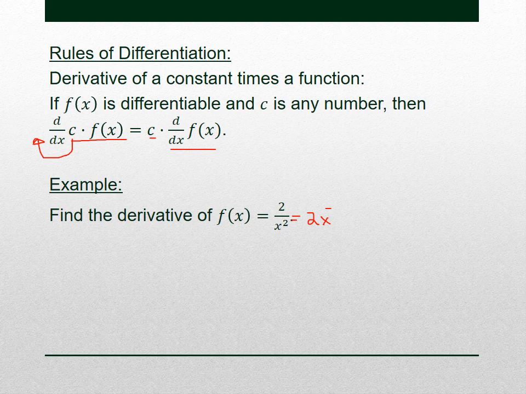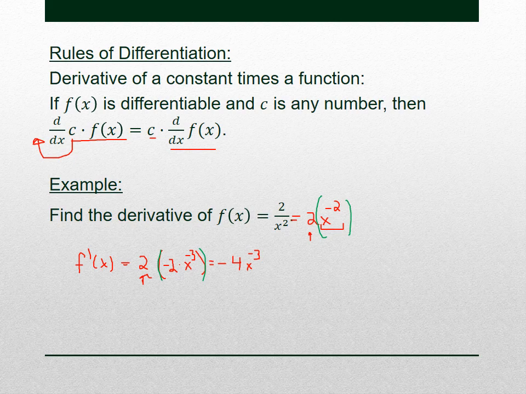And this rule says what we'll do is, for the derivative f prime of x, we're going to just bring that 2 along for the ride and then multiply by the derivative of this x to the negative 2. All right, so we bring that 2 along for the ride. The derivative of x to the negative 2 would be, well, you pull the negative 2 down, and you get x to the negative 2 minus 1, which is negative 3. All right, so that would be negative 4x to the negative 3. So that 2 out in the front just comes along for the ride, and then you take the derivative of the rest of it and multiply by that.